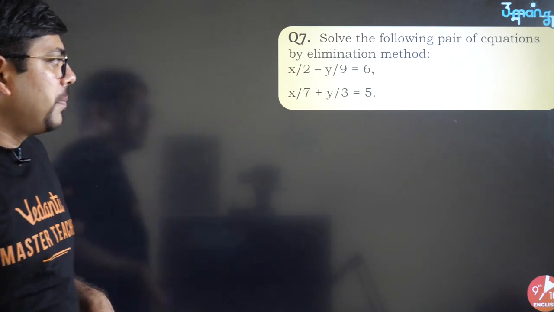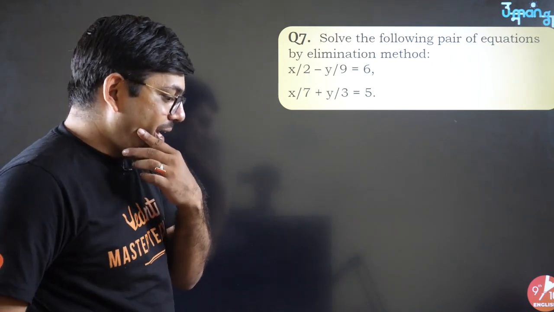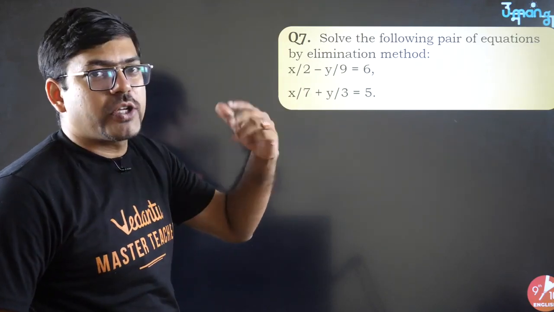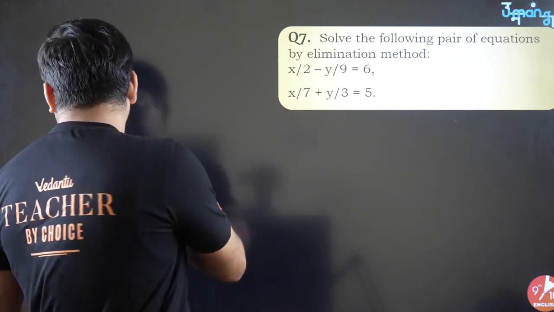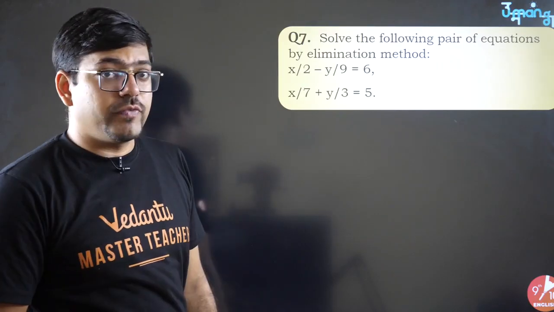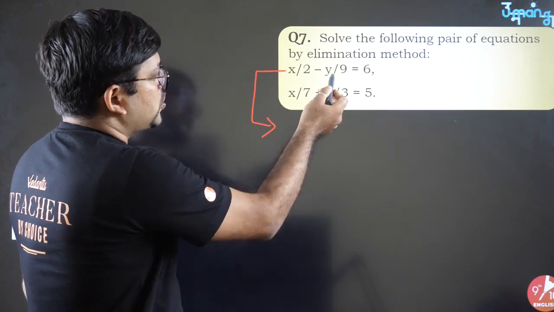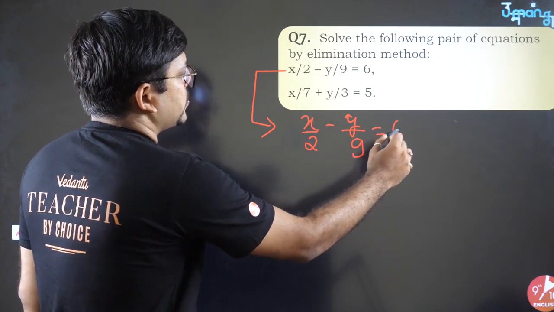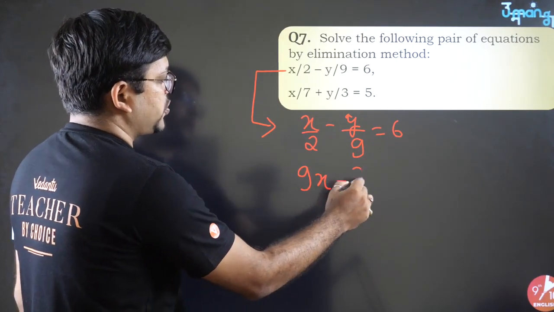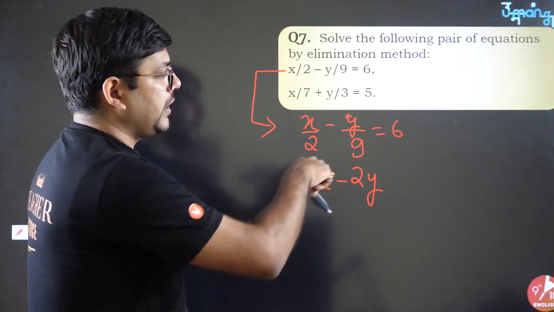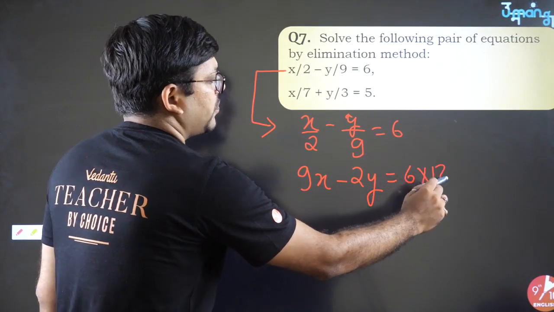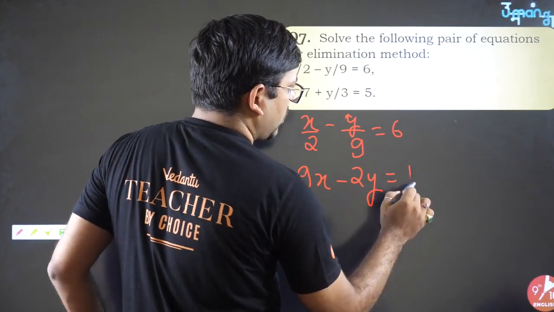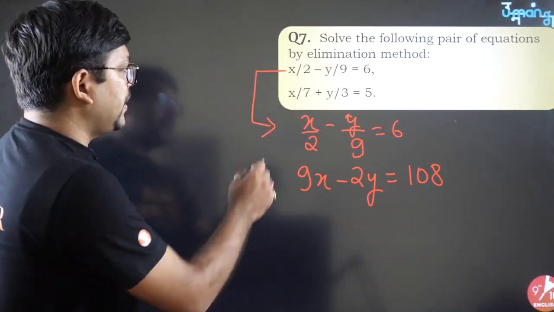Okay, let's do that. But here I would not say equate the coefficient. You can, but I would first suggest you take the LCM and make this equation look a little beautiful. So the first one you can write is x by 2 minus y by 9 equals 6, which gives 9x minus 2y, and the denominator is 18, which goes to the other side, so 6 into 18, which is 108. So you can very easily do that, 108.